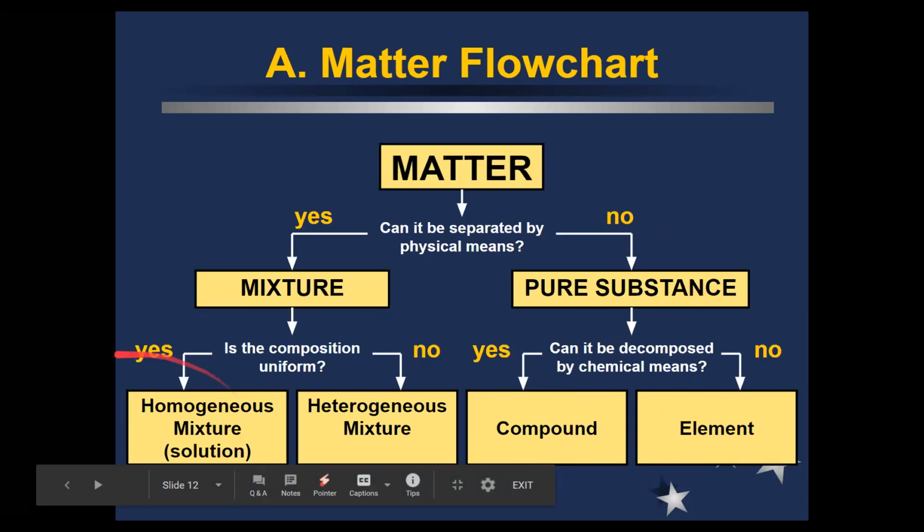And then a homogeneous mixture is when those elements and compounds are completely, equally, and evenly distributed throughout. A heterogeneous mixture is when those elements and compounds are not equal. We have clumping and unequal spreading out of those substances.